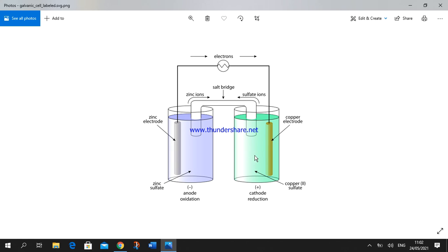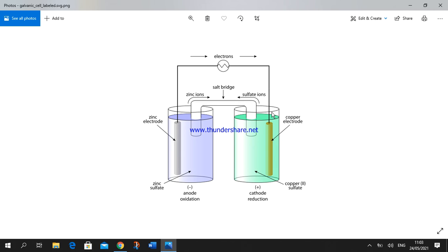And also in the second beaker, we have copper atoms that cover the copper rod, and we have copper positive ions formed due to the ionization of copper sulfate, which is used as an electrolyte in the second beaker. And the wire is connected between the zinc and copper electrodes.